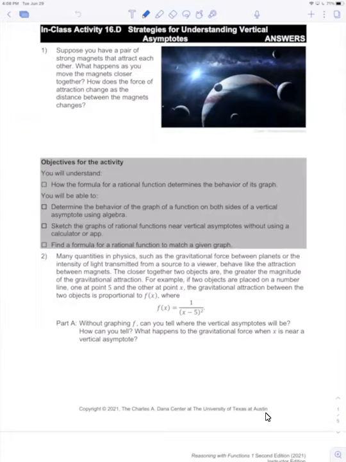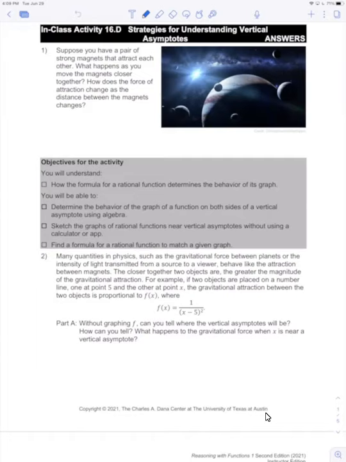2. Many quantities in physics, such as the gravitational force between planets or the intensity of light transmitted from a source to a viewer, behave like the attraction between magnets. The closer together two objects are, the greater the magnitude of the gravitational attraction. For example, if two objects are placed on a number line, one at point 5 and the other at point x, the gravitational attraction between the two objects is proportional to f of x, where f of x is equal to 1 over the quantity x minus 5 squared.